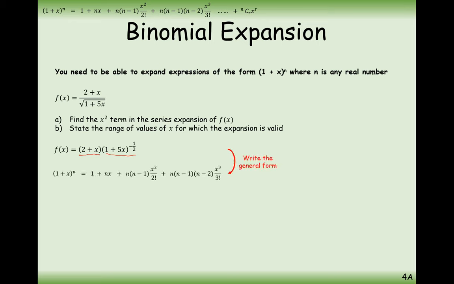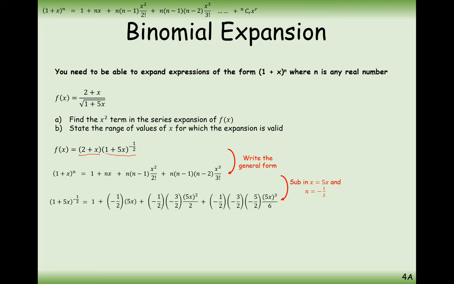So in this case, this is what we get, and we're just going to expand 1+5x to the minus half. Substituting these values in, we get minus a half times 5x, minus a half times minus 3 halves times 5x squared all over 2, and then the fourth term there as well. Calculate all of these on your calculator, and this is what we get up to x cubed.